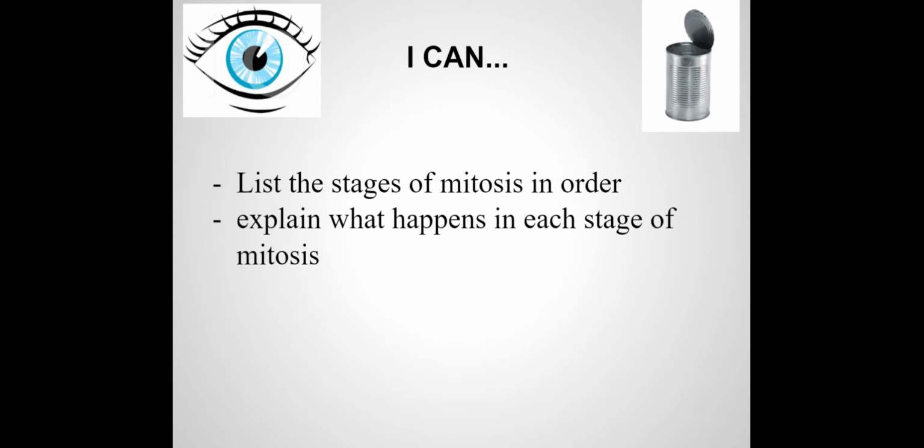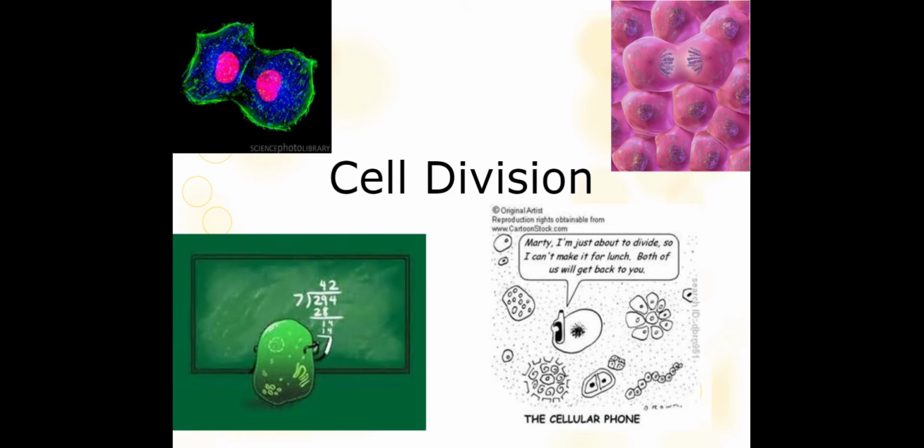By the end of this lesson today, we need to be able to list the stages of mitosis in order and explain what happens in each of those stages. So mitosis is the type of cell division that lets asexual reproduction happen. You're going to get an exact copy of the parent cell.